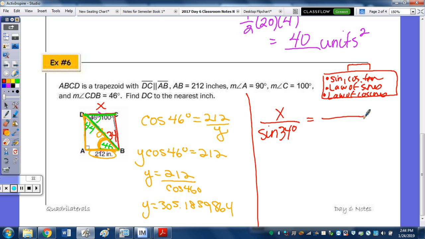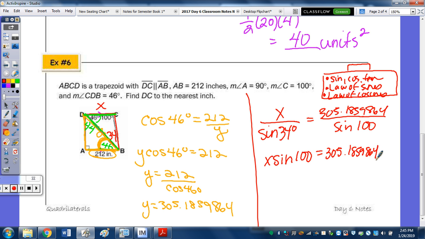And then our y, so 305.1859864, over what side's opposite y? The sine of 100. So we need to do our cross product, and it's going to be x sine of 100 equals 305.1859864 sine of 34. And the last step to get x by itself would be to do what? Divide by the sine of 100.